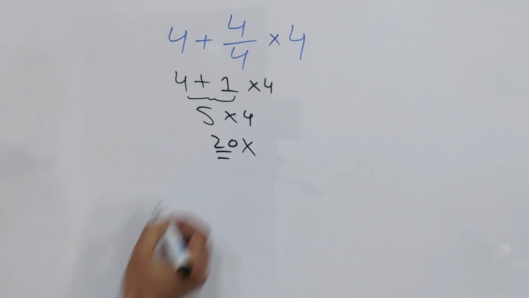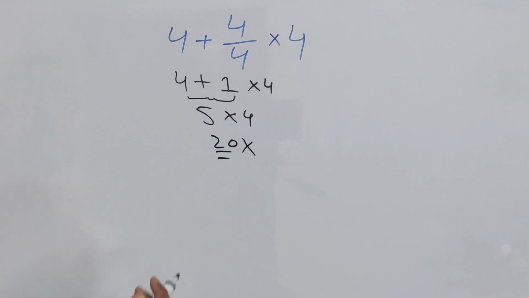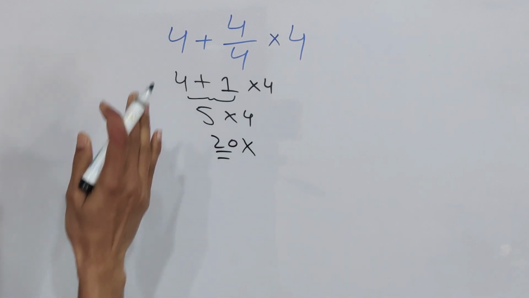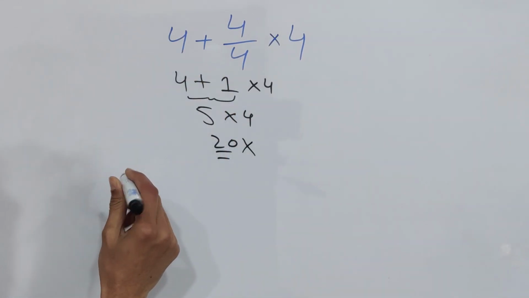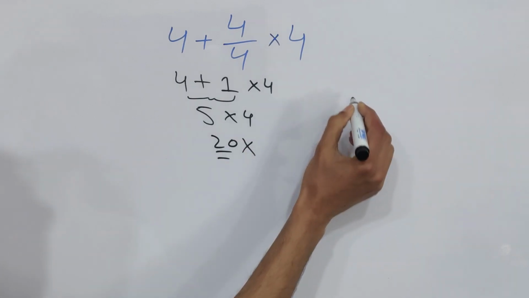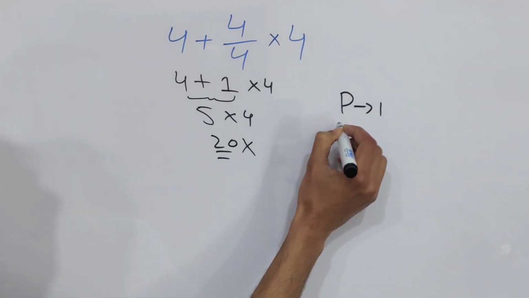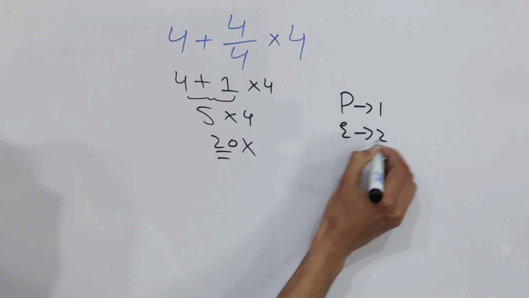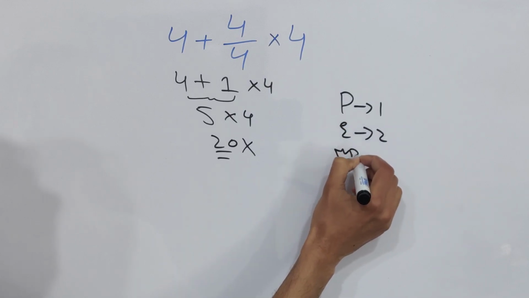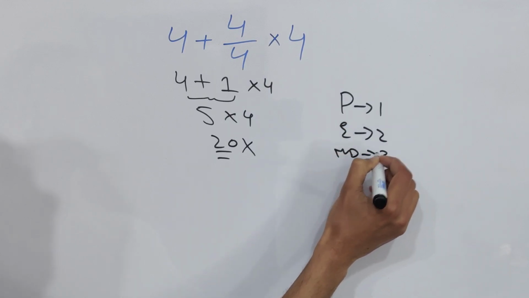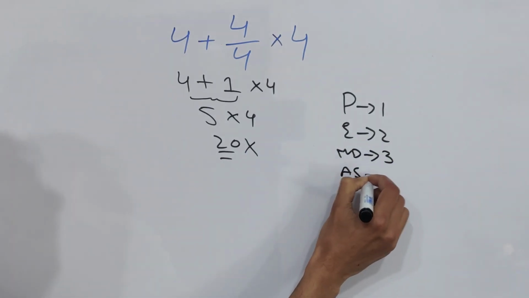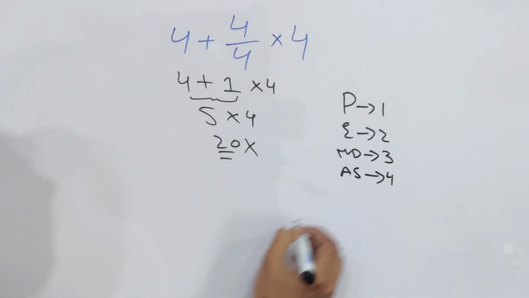This is incorrect answer because we follow the order of operations. We use PEMDAS rule: parenthesis first, exponents, multiplication and division from left to right, and addition and subtraction from left to right.